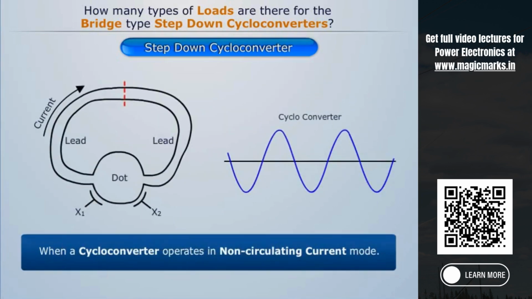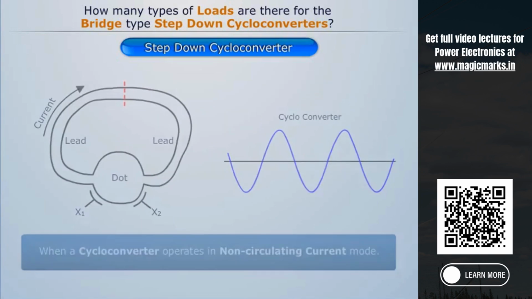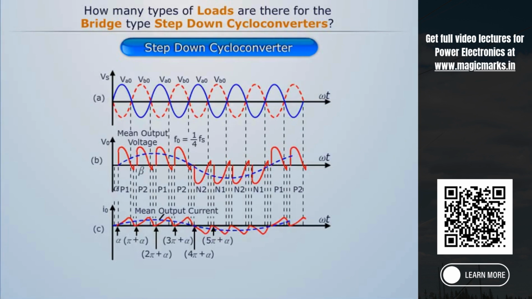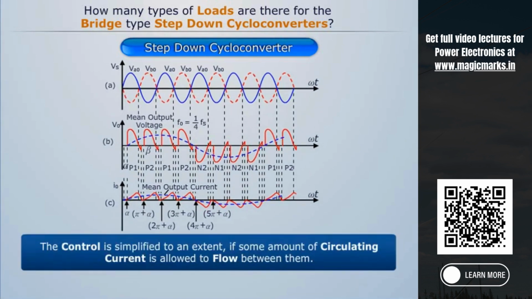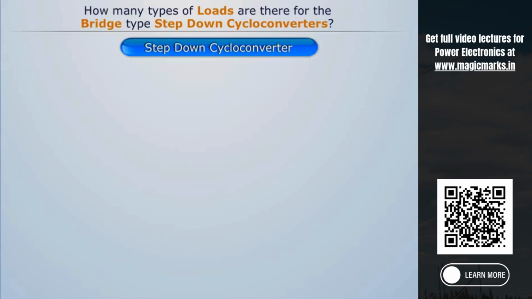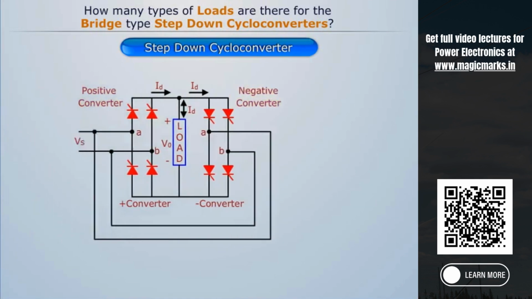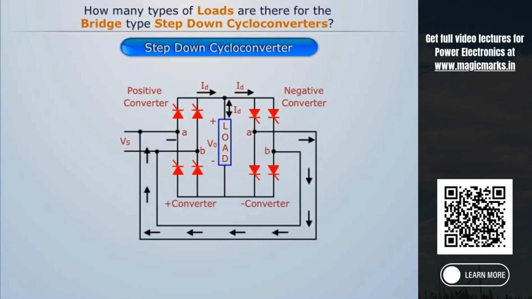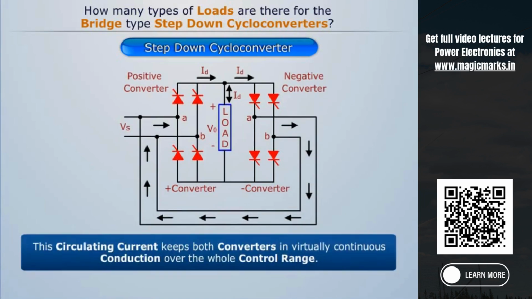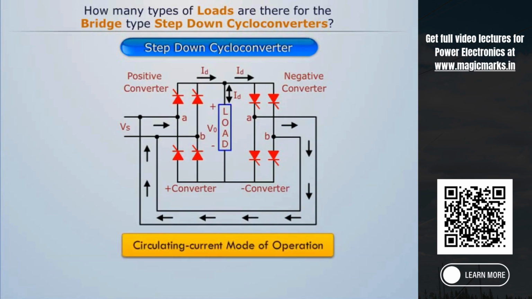Now, when a cycloconverter operates in non-circulating current mode, the control scheme is complicated if the load current is discontinuous. The control is simplified to an extent if some amount of circulating current is allowed to flow between them. In this case, a circulating current limiting reactor is connected between the positive and negative converters, like in a dual converter. That is, two fully controlled bridge converters connected back to back in circulating current mode. This circulating current keeps both converters in virtually continuous conduction over the whole control range. This type of operation is termed the circulating current mode of operation.